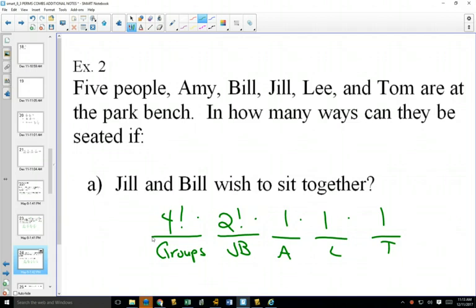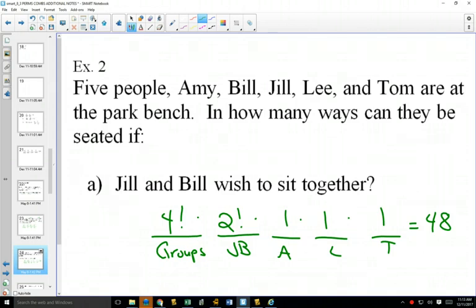that's the grouping strategy. Say, how many groups do you have? We have 4. So it's 4 factorial ways for deciding. And then the only group that has more than 1 is Jill and Bill, because they could be Jill Bill or Bill Jill. And multiplying all this together, there's 48 ways that Jill and Bill could sit together.